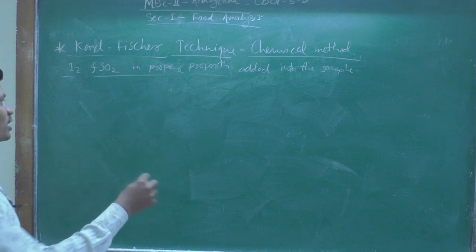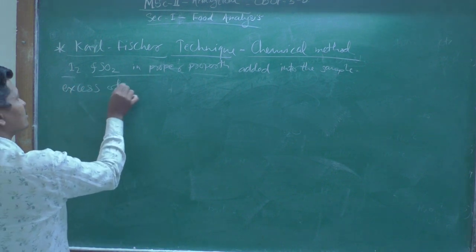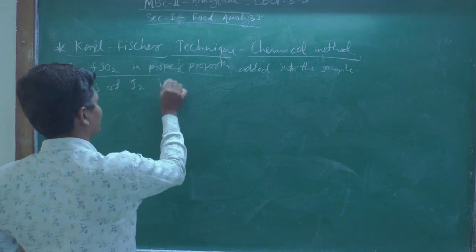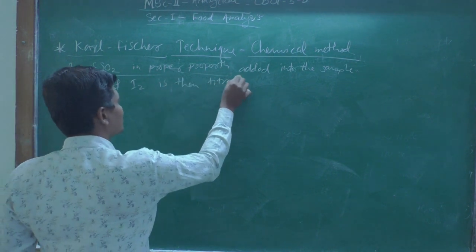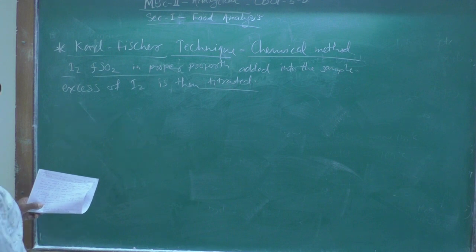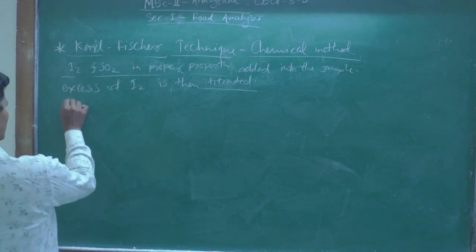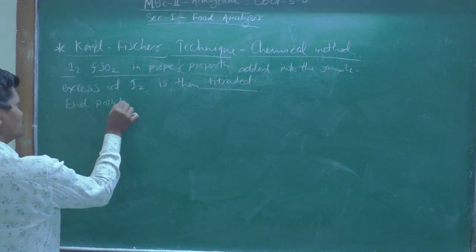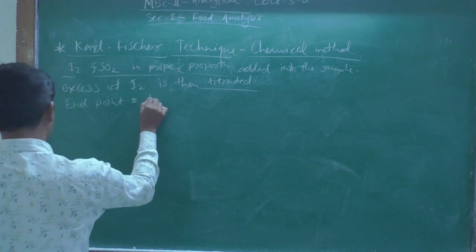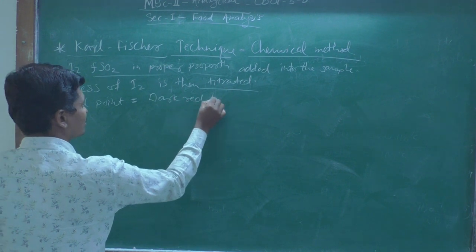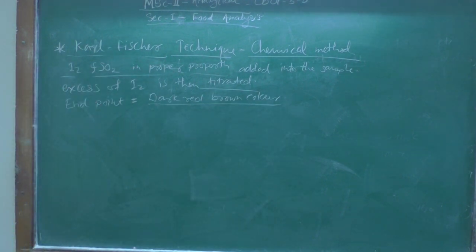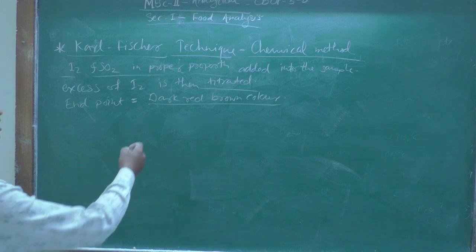Okay, and the excess of iodine that remains unreacted by that water is then titrated. So this is the principle of Karl Fischer titration. The end point of this titration is visible to our naked eye, so it can be visually determined, and it has a dark red brown color.